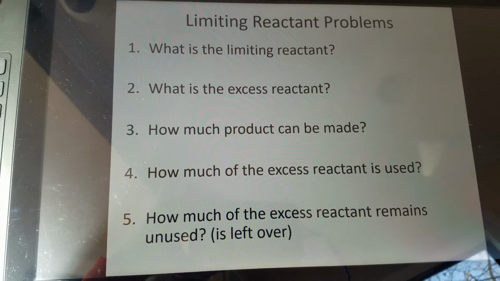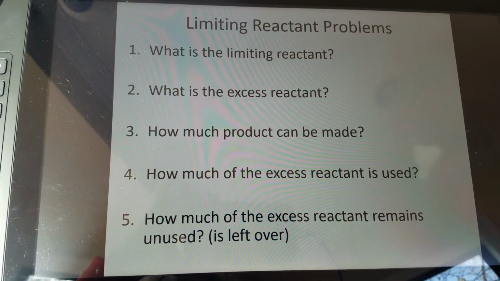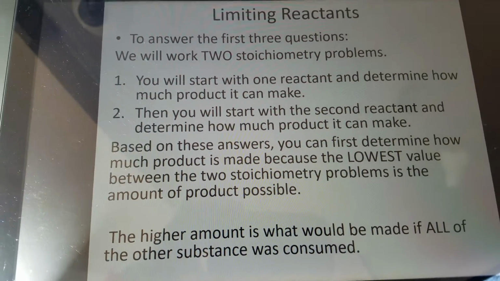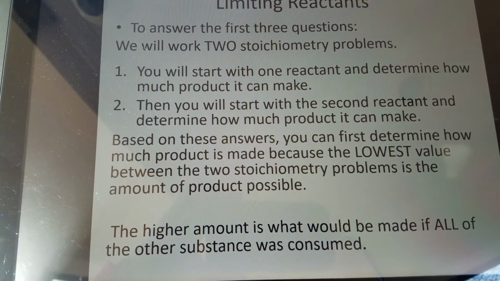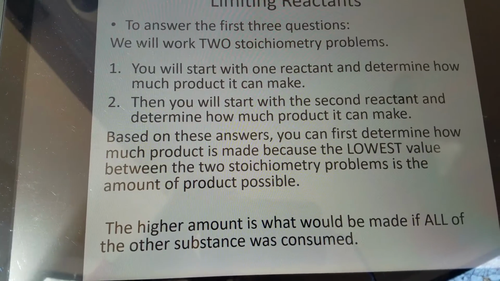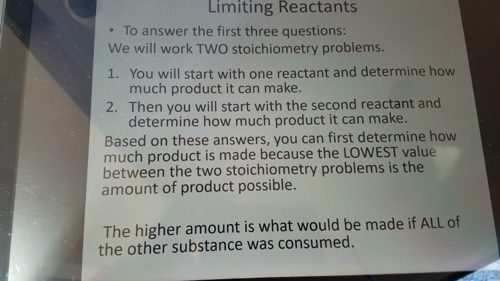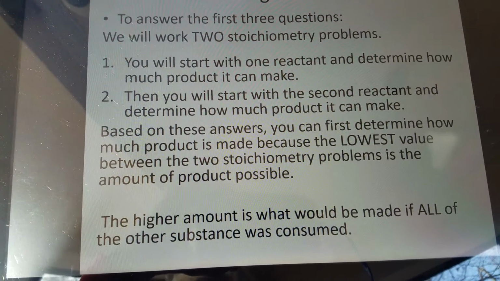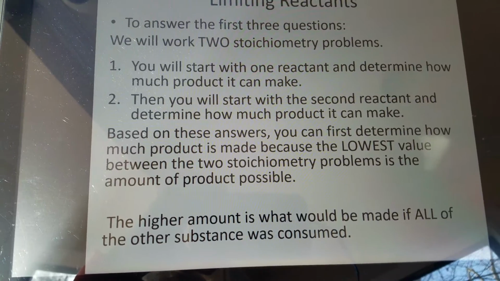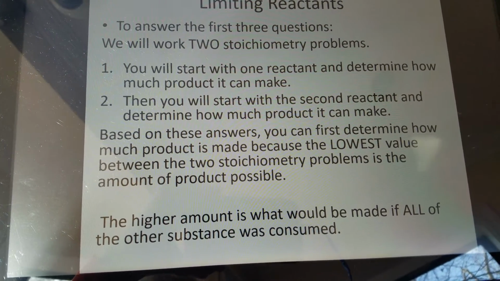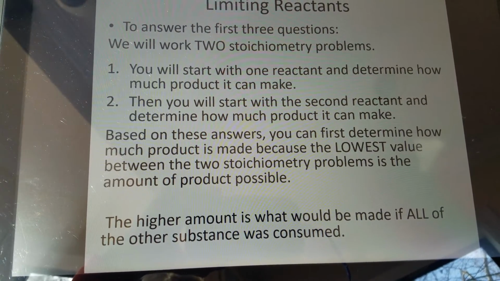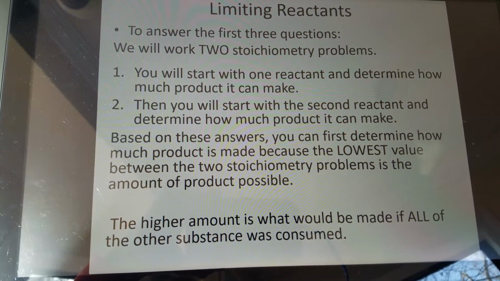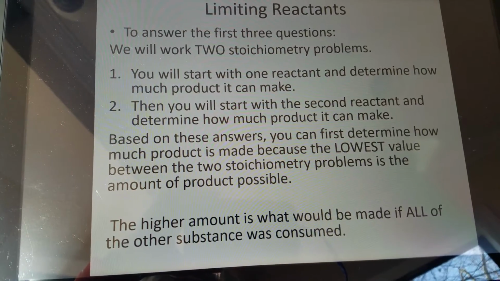So we'll work through this one. This one's a little long because you have 3 different stoichiometry problems you have to work. So you can read through these. You're going to start with one of the reactants, find out how much product is made. You'll start with the second reactant, find out how much product is made. Whichever of these 2 makes the least amount of product, that is going to be the limiting reactant. Remember, it has to be a reactant. So it's one of the 2 starting materials that you start with.